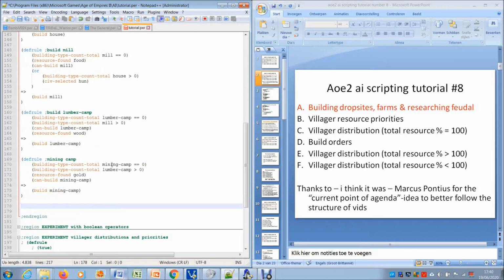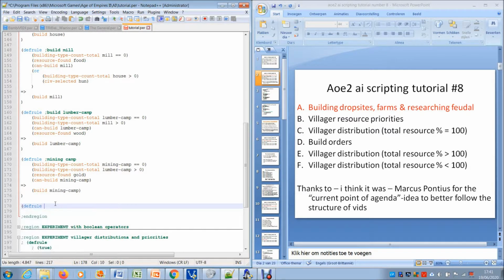If we don't have building type count total equals 0, it will keep building new mills, lumber camps, mining camps all game long, which we don't want unless it's controlled, which we will look at in future videos.